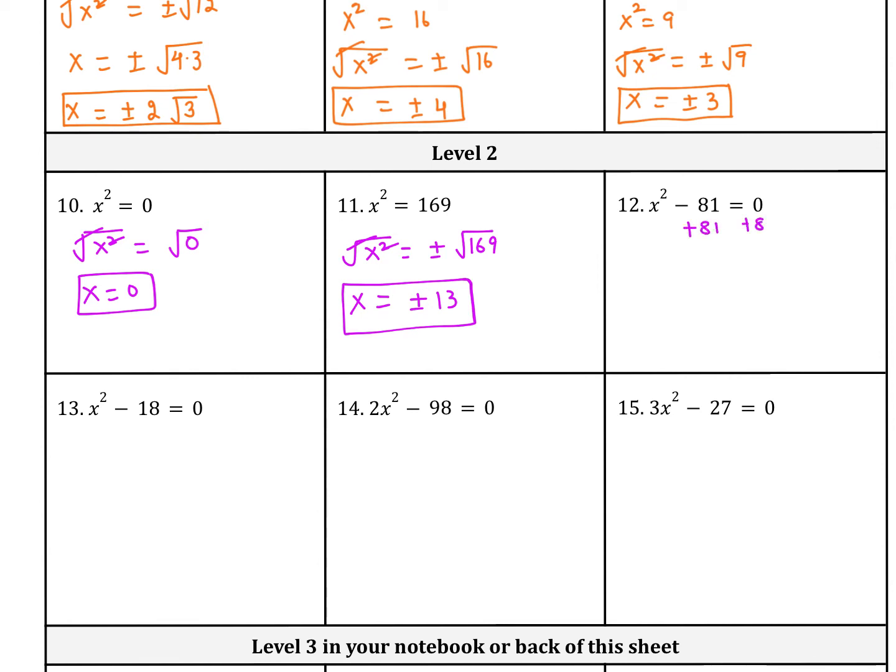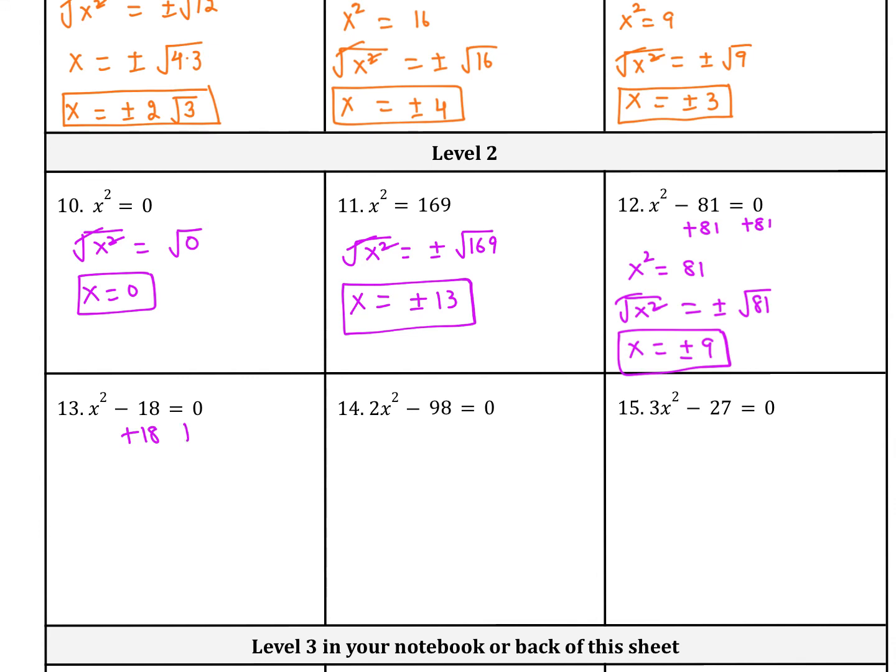Add 81 on both sides. X squared equals 81. And now you take square root on both sides. You got x equals plus or minus 9.